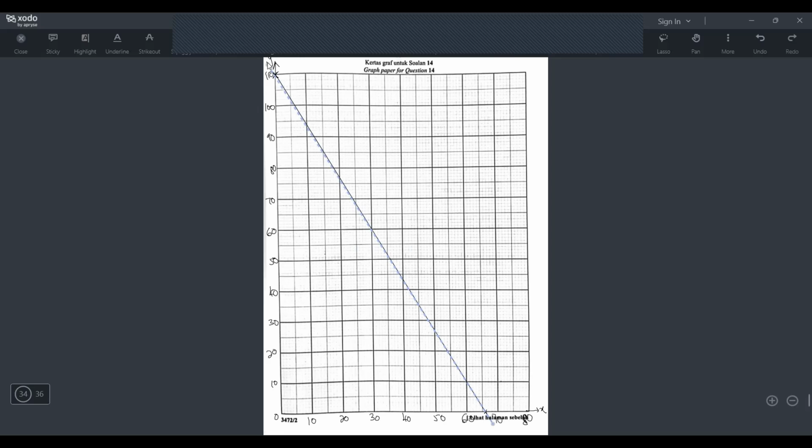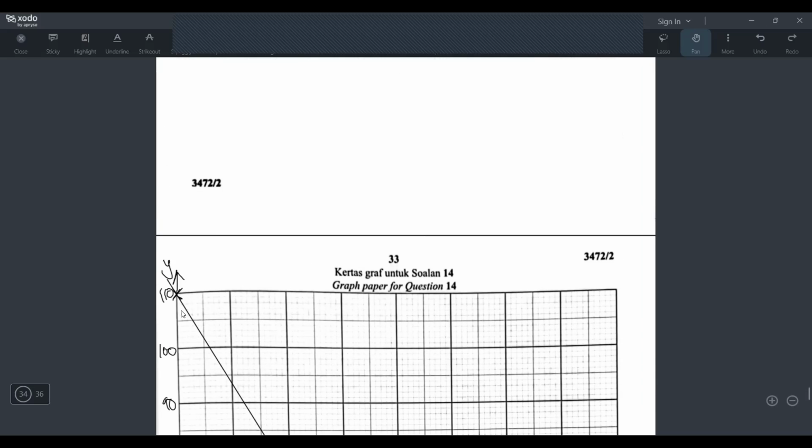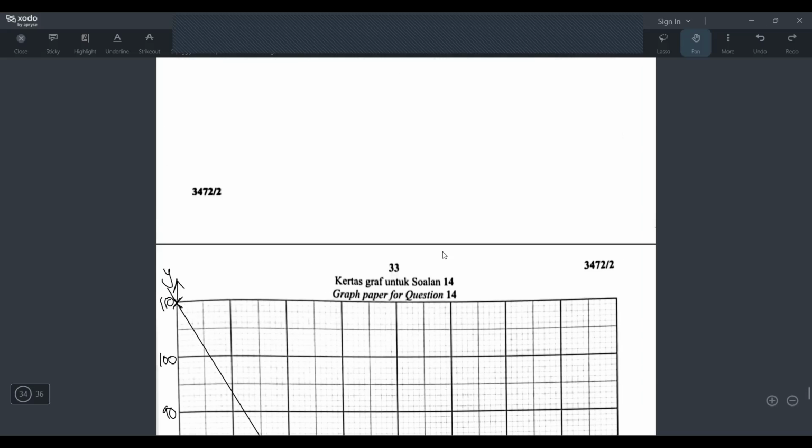Okay, let's adjust it. Try to make sure it's accurate. Don't rush. If you rush, it will affect your answer later. Okay, so let's enlarge and check whether I did it correctly or not. So 66, yeah, that seems about right. Yeah, seems about right. Okay, can.